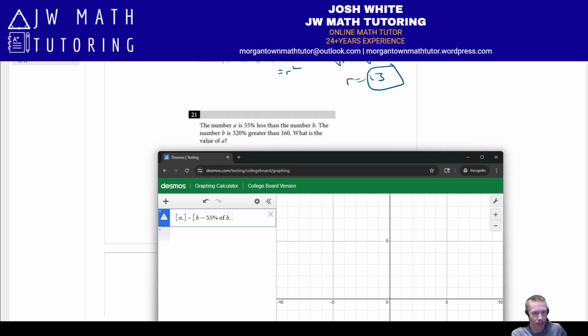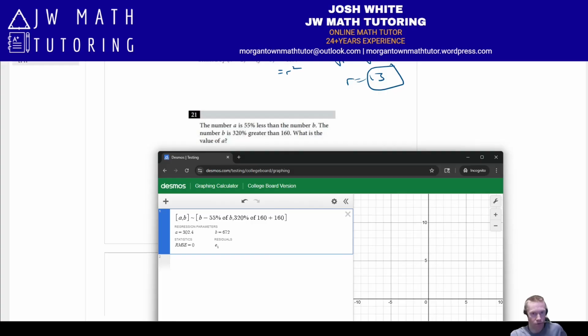Then we're told that B is equal to 320% greater than 160. So that means we're taking 320% of 160, and the greater than means adding it to it. So you need 320% of 160 plus 160. So when we type all this in, what's the value of A? It's 302.4. That's it. Don't need to do any work. Desmos will do the calculation for you. And that is your exact answer.